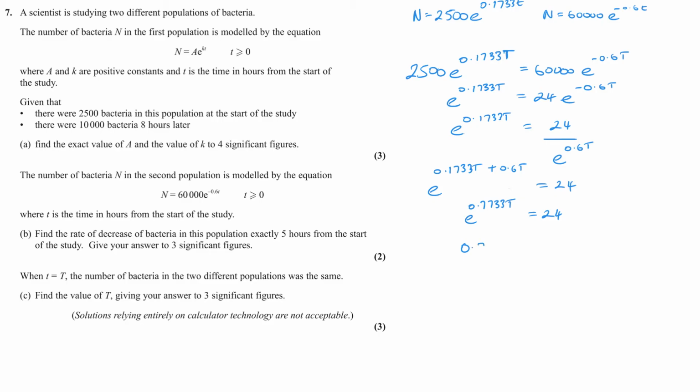Okay, so 0.7733t equals log 24. Divide by this, t equals 1 over 0.7733 log 24. And that's 4.10972951. And it's 3 significant figures, so 4.11. And there we have it.